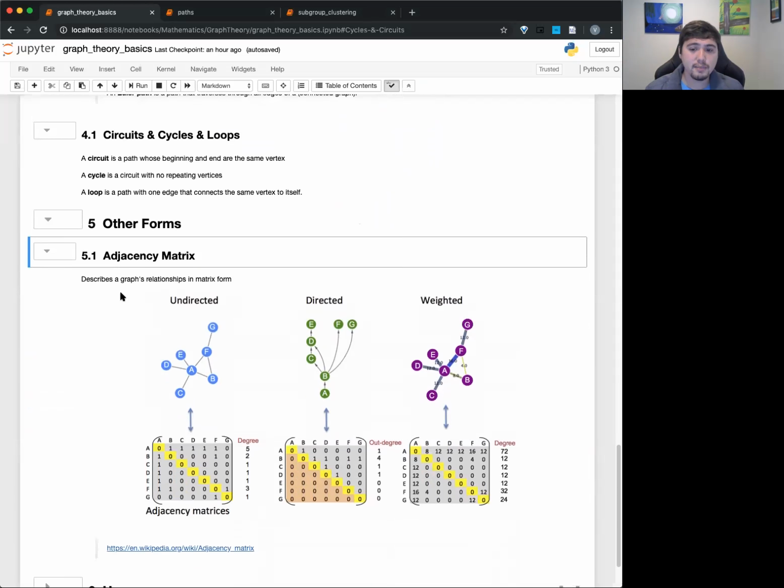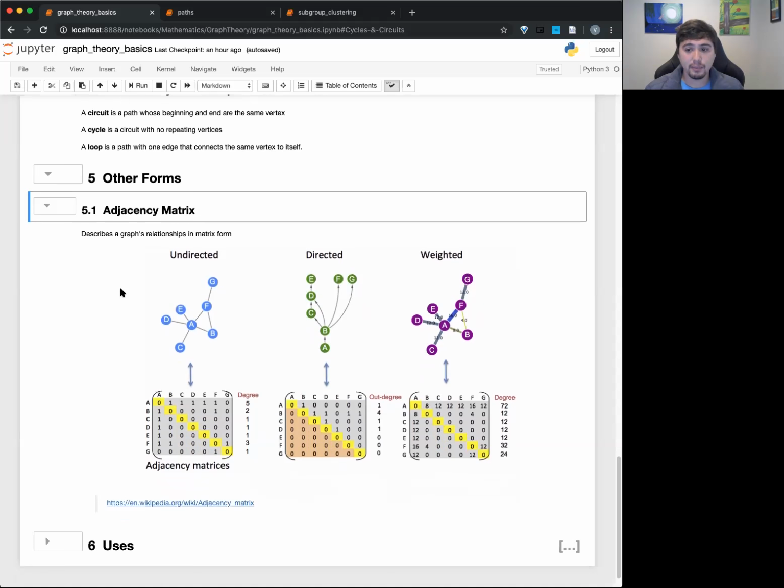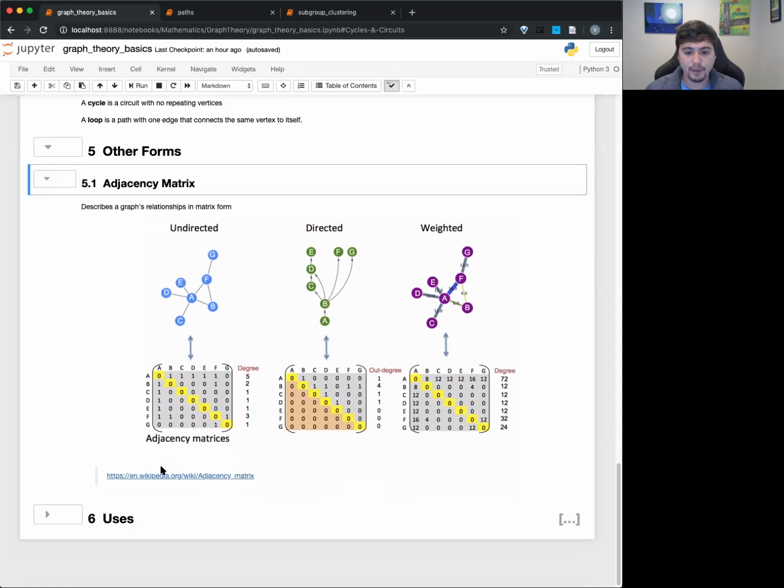Yeah, so adjacency matrices are a nice way to represent the relationships of a graph in matrix form. So you'll commonly see this. For example, I pulled this up from, I think, Wikipedia here, but you can see an undirected graph, a directed graph, and also a weighted graph. Note that for undirected and directed graphs, we can just say there's a weight of 1 for each edge because it doesn't really matter since they're all the same.